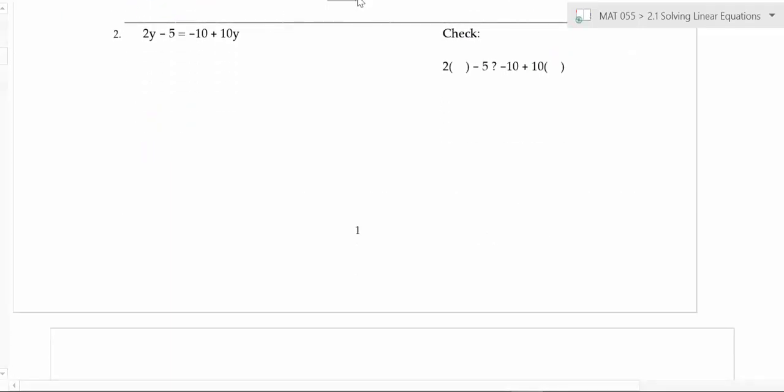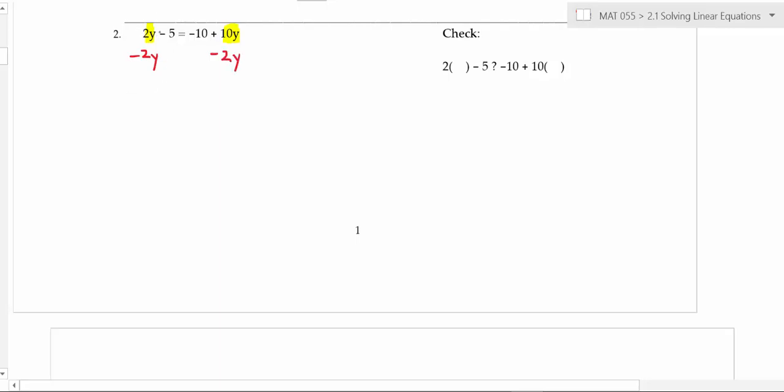And I'm going to do this one in two different ways. The first thing is, notice that I have a variable on both sides. I have a 10y there and I have a 2y there. It doesn't really matter which side you get the variable on. So what we can do with this is you can get rid of one of those. I usually will teach students to get rid of the smaller one. So 2 is smaller than 10, so I'm going to subtract 2y from both sides. And you can write the step like that if you want to.